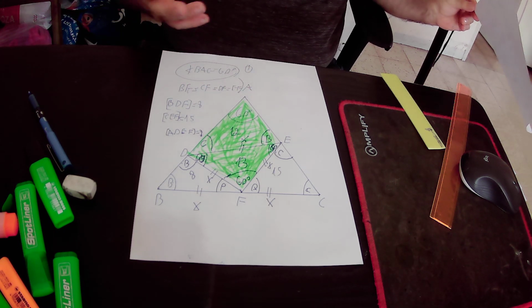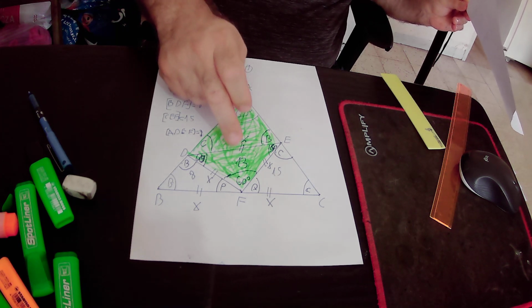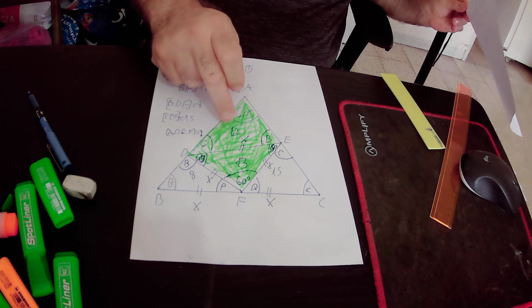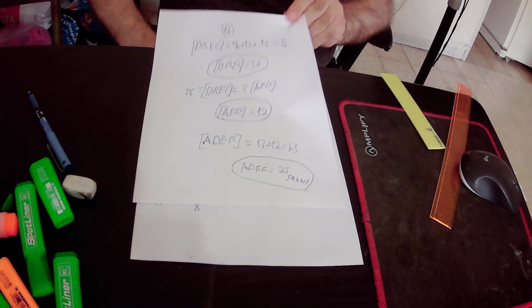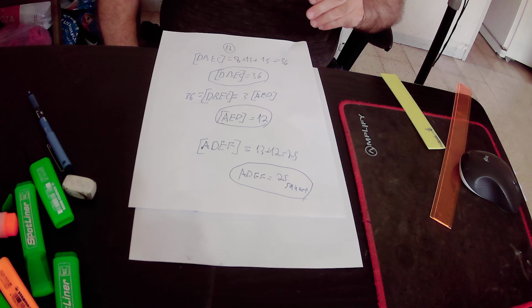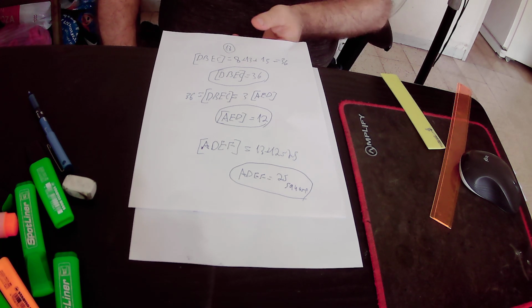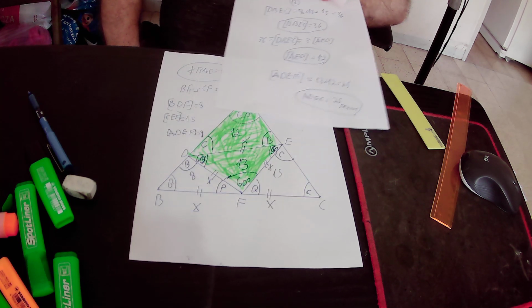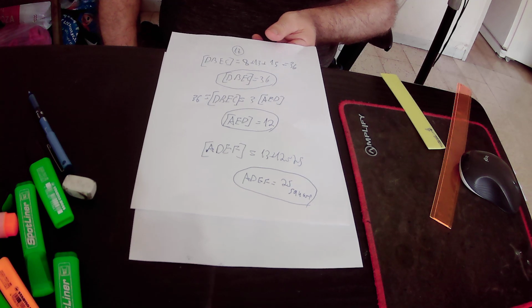So the area of the green shape equals 12 plus 13, the sum of the areas of those two triangles. 12 plus 13 is 25 units. So we found out that the area of quadrilateral ADEF, the green quadrilateral ADEF, equals 25 square units.